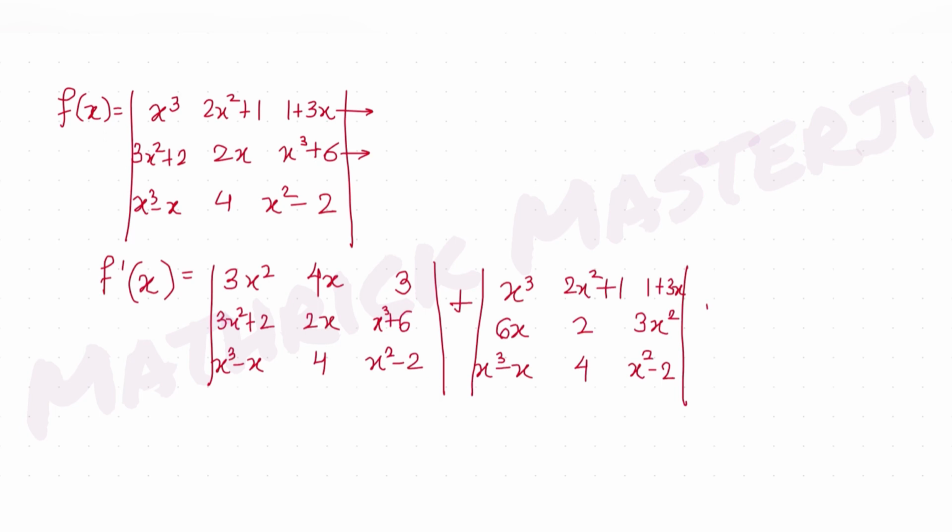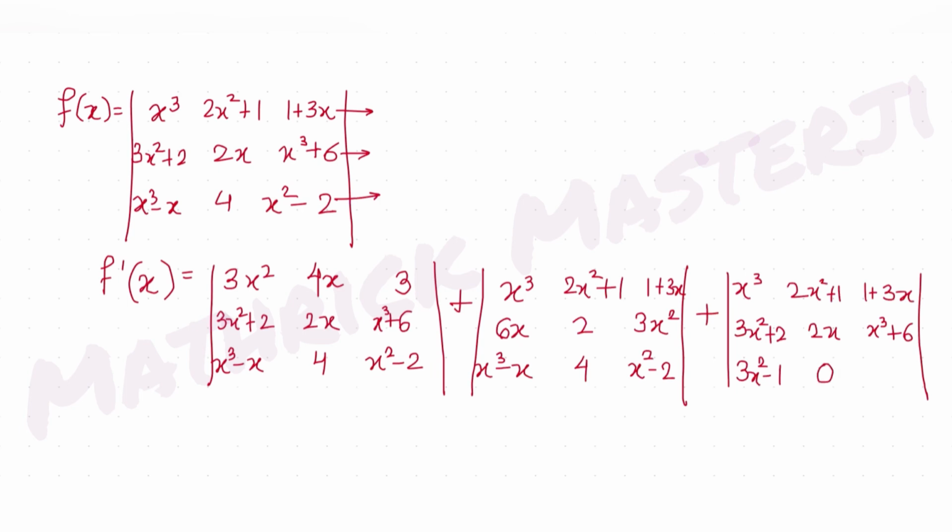Third, if I find the derivative of the third row, and write the first two rows as they are. So x cube, 2x squared plus 1, 1 plus 3x. Second row, 3x squared plus 2, 2x and x cube plus 6. The third row, if I take the derivative of that, it gives me 3x squared minus 1, 0, and the last term becomes 2x. Now further, if I want to find f dash of 0, I'll just substitute 0 everywhere.